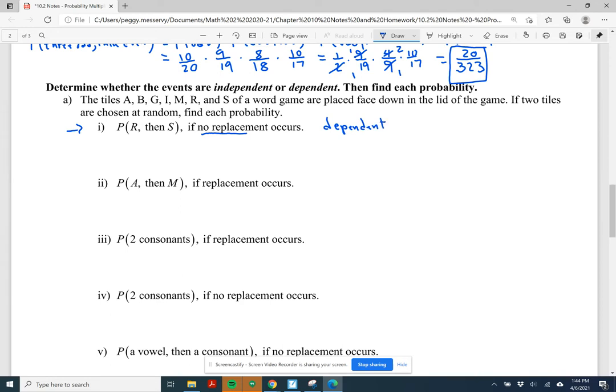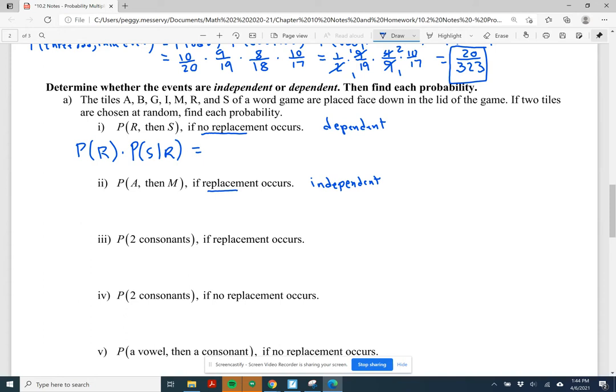The probability of the first draw affects the probability of the second draw. However, if replacement occurs, then these are independent. So no replacement as opposed to replacement makes the difference between dependent and independent. So when we have the dependent, we're going to do the probability that we draw an R times the probability that we draw an S, given that we drew an R in the first draw.